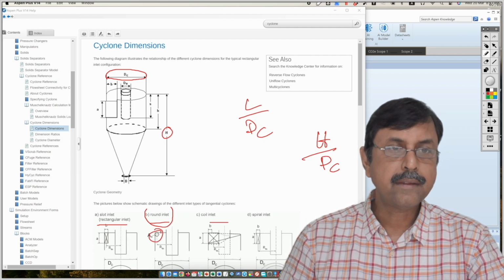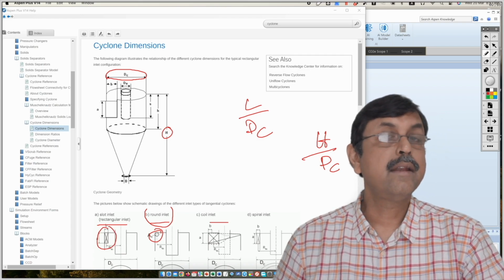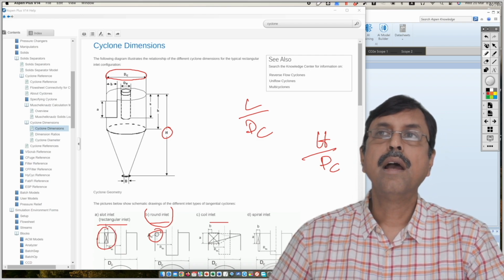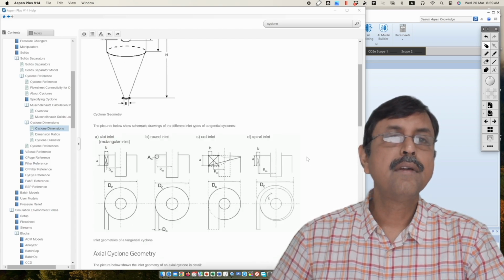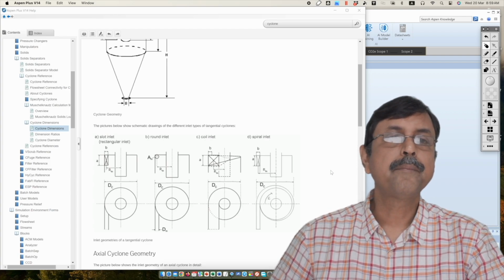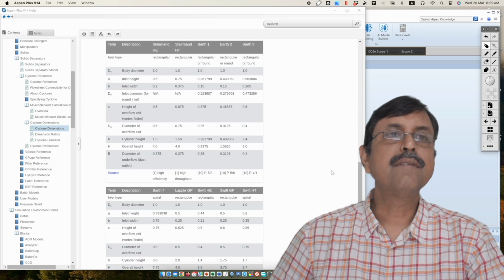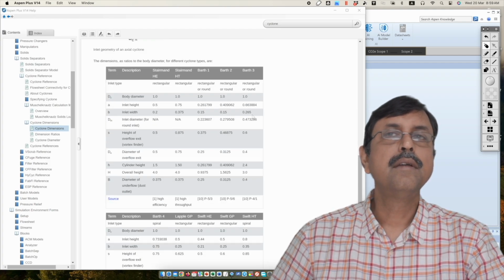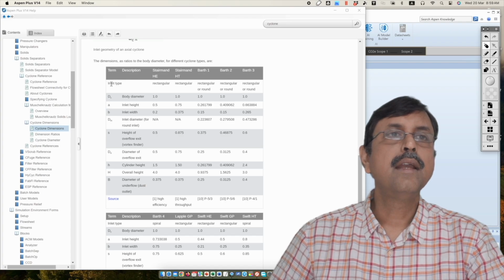Whereas in rectangular, it is in rectangular shape. So based on what kind of inlet you have, you have to provide appropriate data. And they are given over here. Okay. Now you see, inlet type, DC is the body diameter.